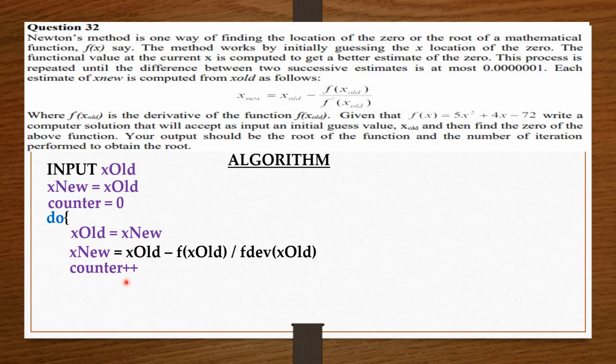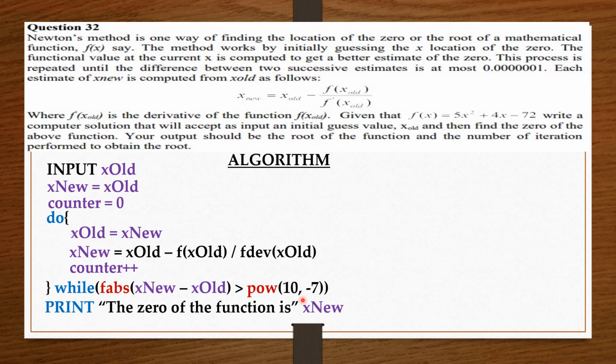Then we'll also be checking the difference between the x new and the x old, because the question said the successive estimates, the difference between them. So if the difference between the x new and x old is approaching 1 in 10 million, then we should end this while loop. The moment it approaches 1 in 10 million, we end this loop and then we print our result that the zero of the function is the value of x new.